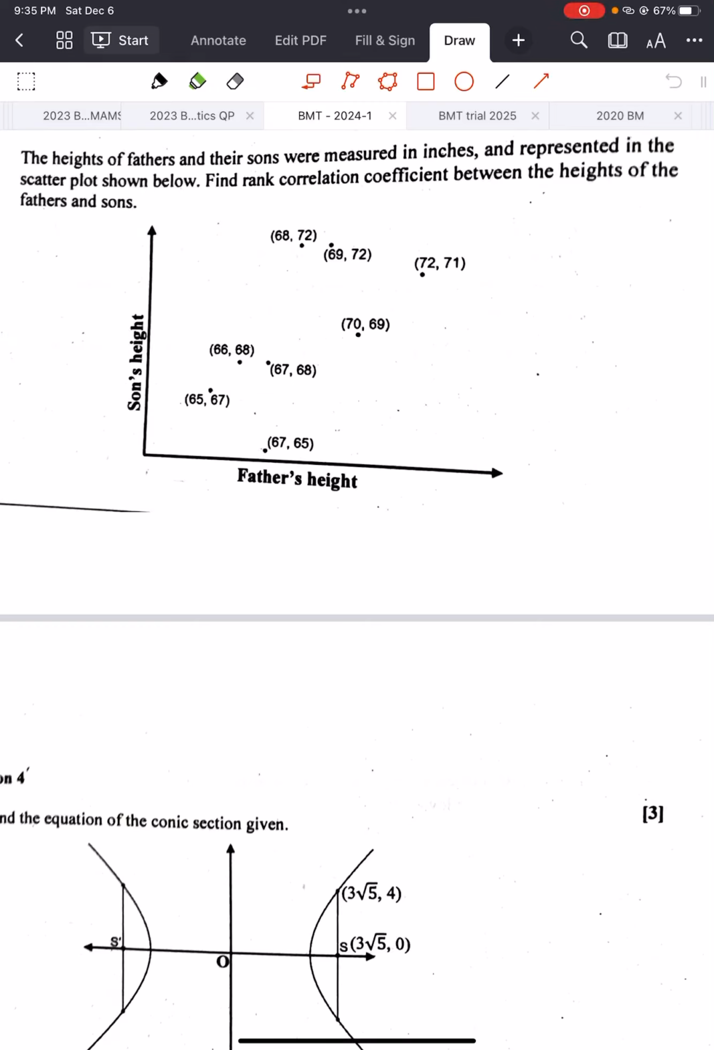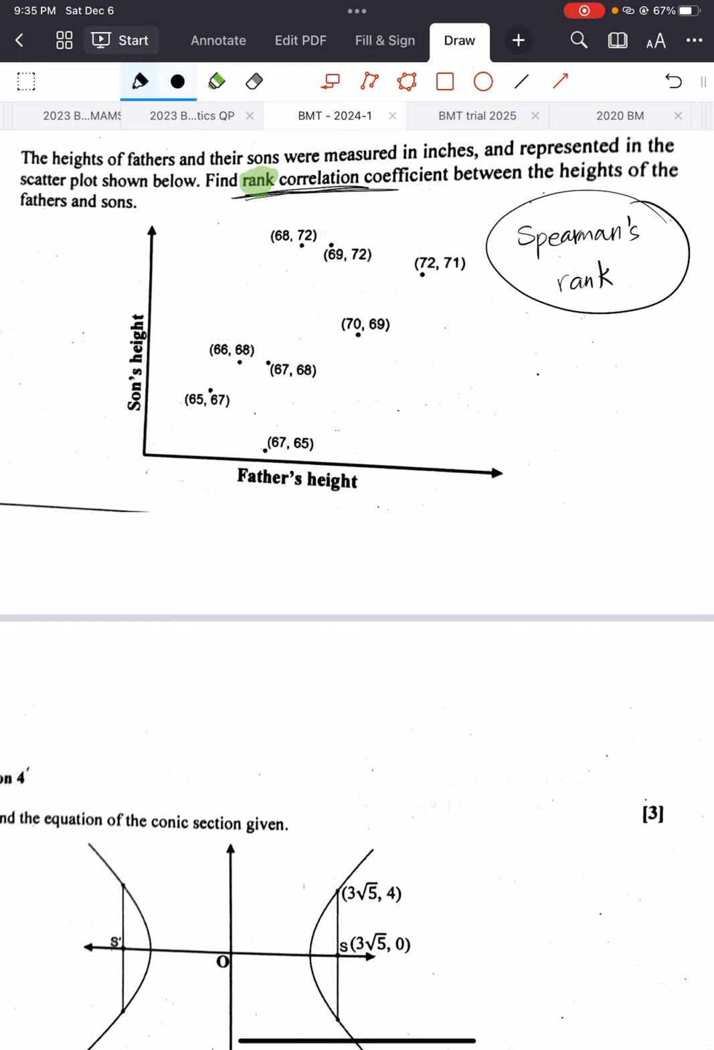Here it says that the heights of fathers and their sons were measured in inches and represented in the scatter plot shown below. Find the rank correlation. So now this is important. Rank means now you cannot use Karl Pearson's method, but you need to use Spearman's rank correlation. So you have to use his method to find the correlation coefficient between the heights of the fathers and sons. Father's height is represented in x and son's height in y.